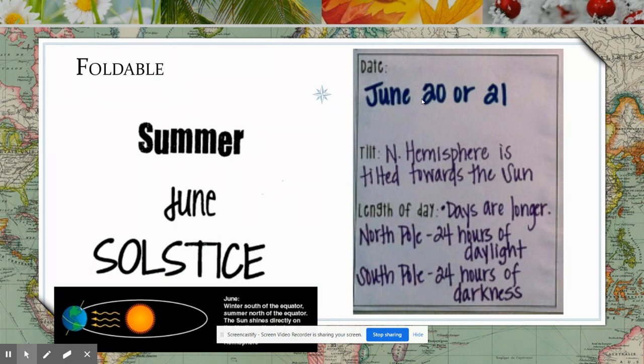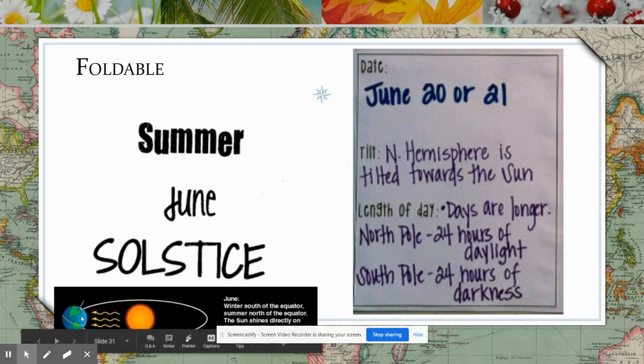This occurs on June 20th or 21st. The northern hemisphere is going to be tilted towards the sun, and our days are going to be longer. If you live in the North Pole, you're going to have 24 hours of daylight, and the South Pole will have 24 hours of darkness. This only lasts for a short period of time where you actually have 24 hours of that, but it does occur around this date, June 20th, 21st, and then the days start to get shorter again.